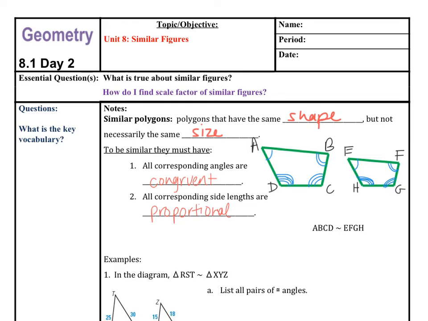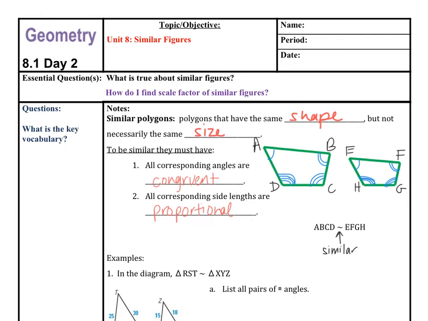The side lengths, obviously, I know I tell you not to assume, but look at the side lengths. They're obviously not the same. But what we do know is that they're similar because their angles are the same. And this symbol right here means similar. So what this phrase over here means is that ABCD is similar to EFGH because the angles are the same, the side lengths are proportional.